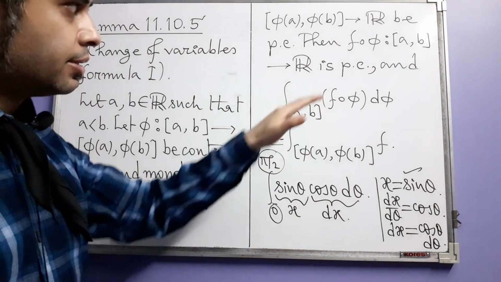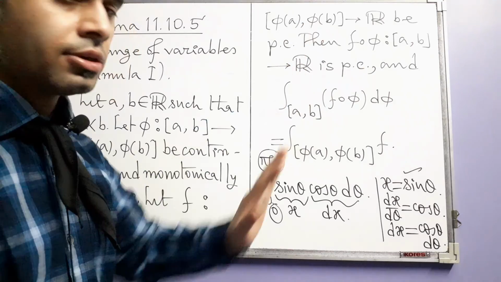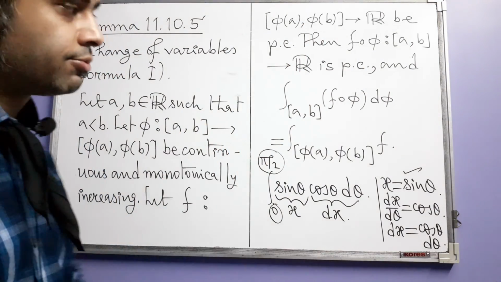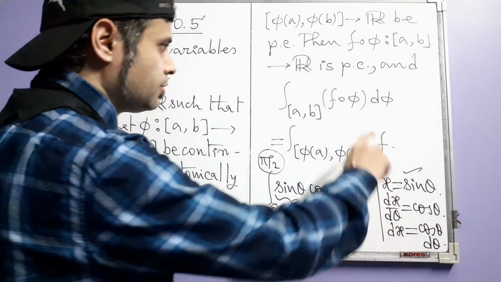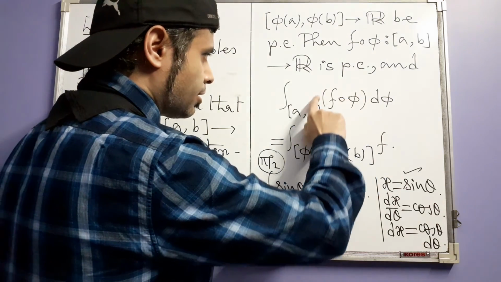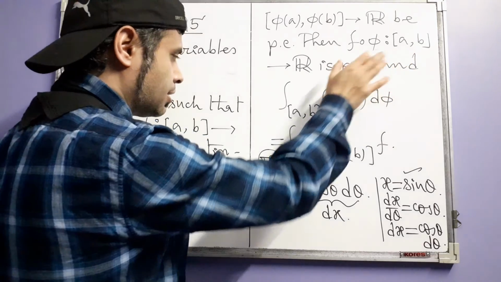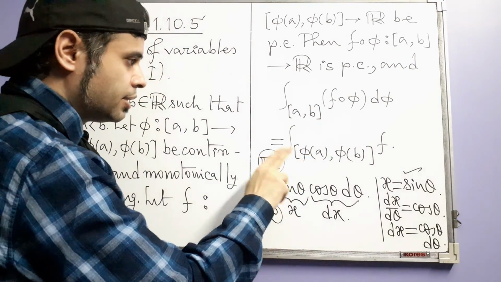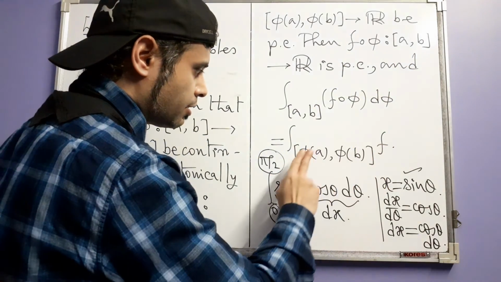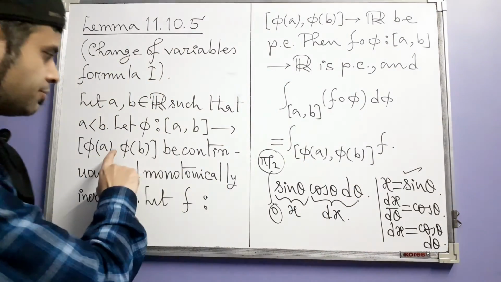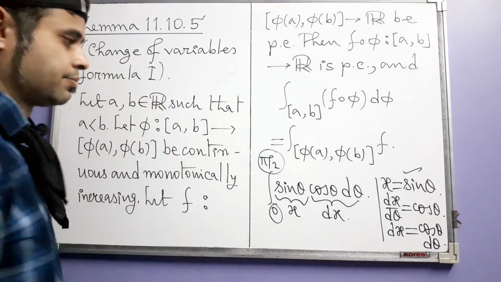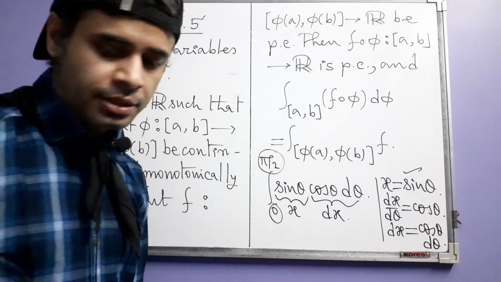The claim is that this composition will be piecewise constant as well, just like f. And the Riemann-Stieltjes integral of this composition with respect to phi on its domain equals the ordinary Riemann integral of f on the domain of f. So let's see the proof now.